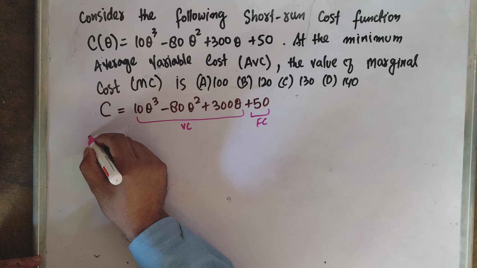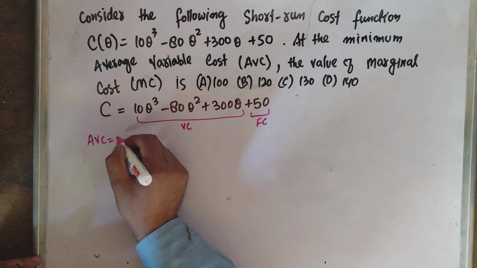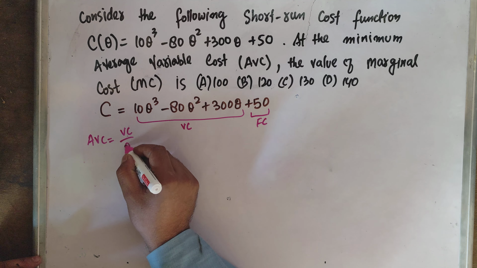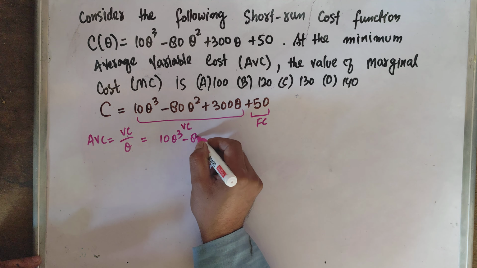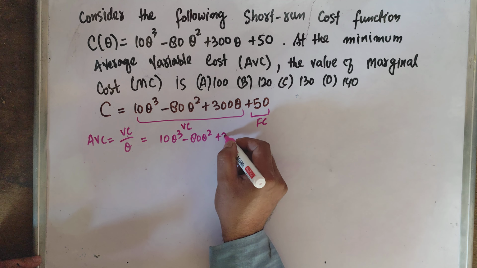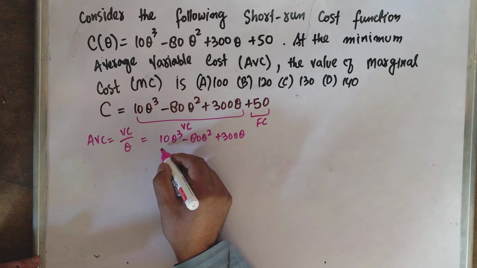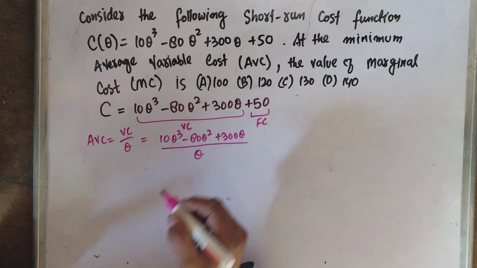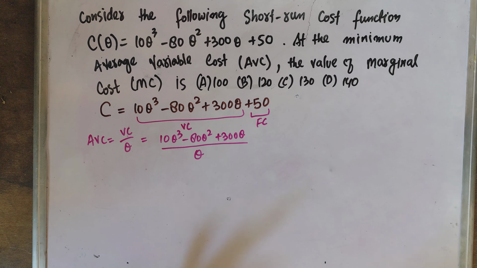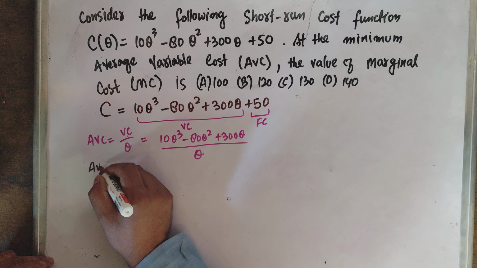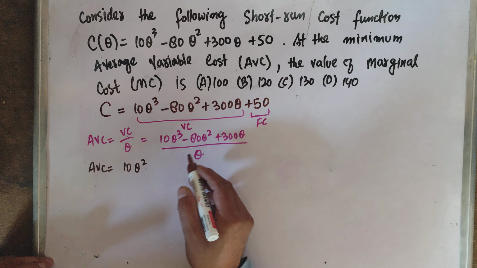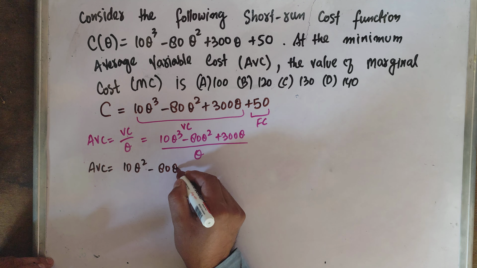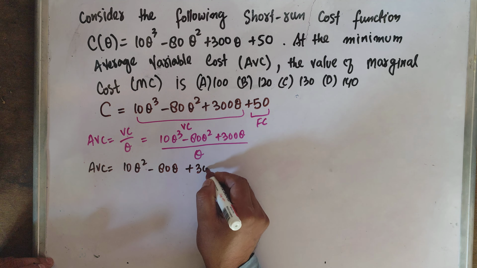So what will be the average variable cost? That will be equal to variable cost upon total output. Variable cost is 10q^3 - 80q^2 + 300q. To this we divide by q, that will give us the average variable cost. So dividing by q, AVC will be equal to 10q^2 - 80q + 300.